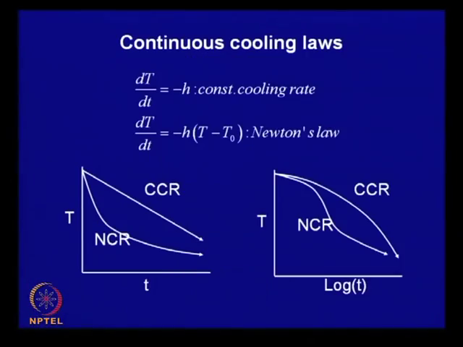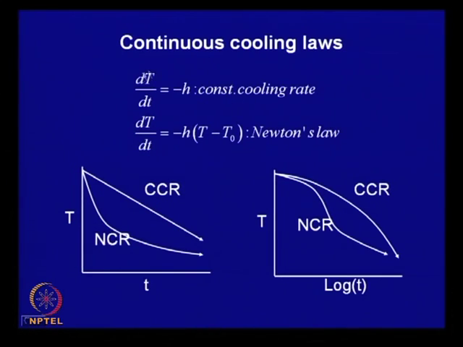In that case, initially the cooling rate will be fast, and later on as it cools down, the cooling rate becomes slow. As the temperature of the job decreases, the cooling rate decreases, which is mathematically represented like this. So, one way could be a constant cooling rate.